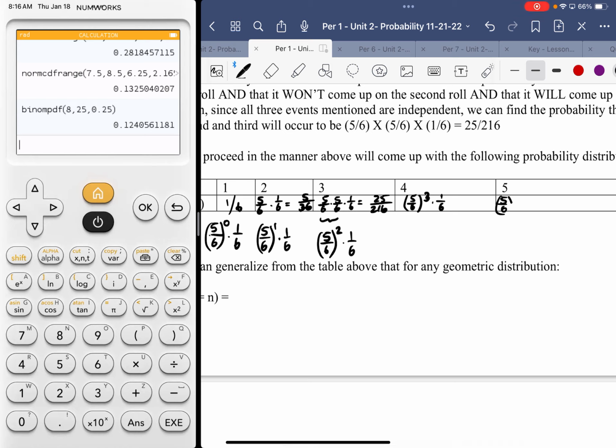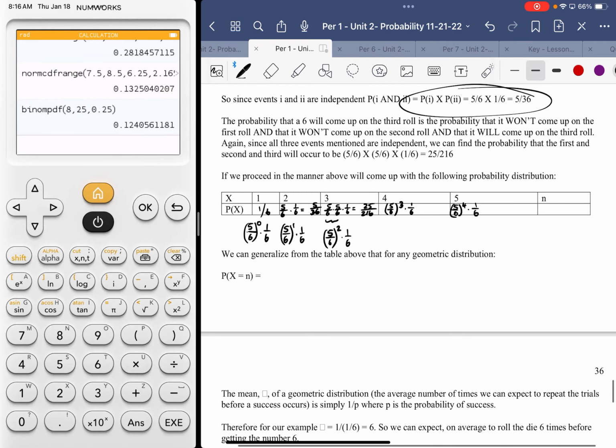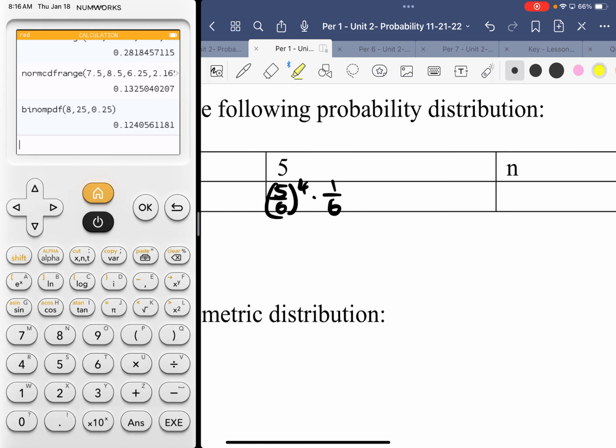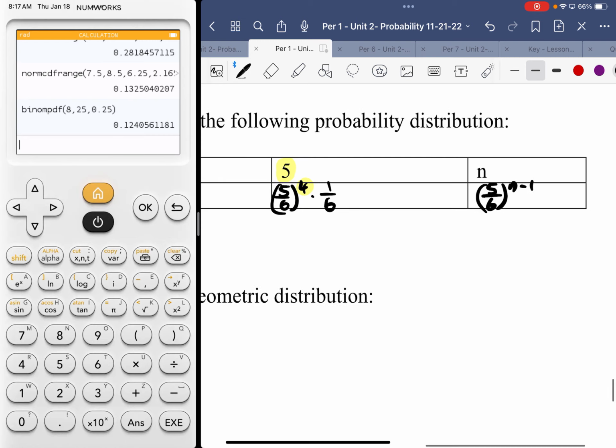5 over 6 to the 4th power times 1 over 6. And then the n rule. So if you look at the comparison between the first success and the power associated with failure, it's always minus 1. All right. So we're looking at 5 over 6 to the n minus 1 times 1 over 6.